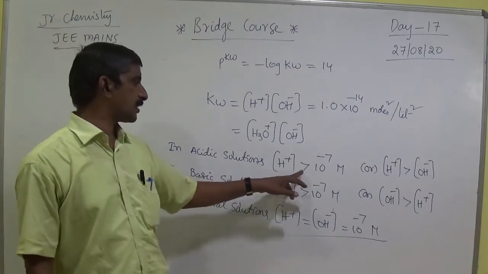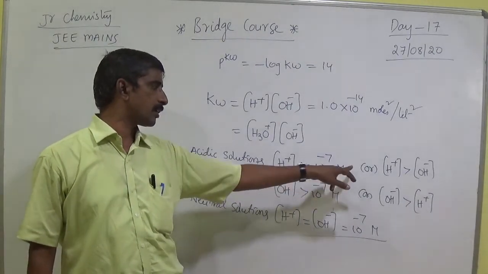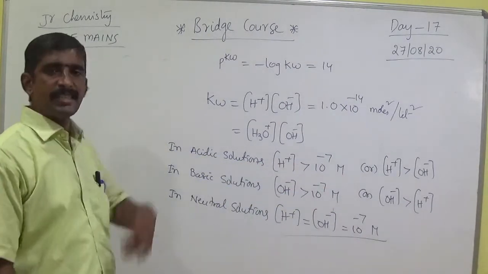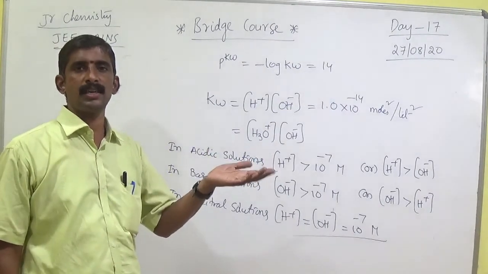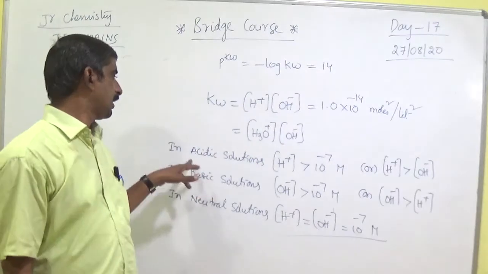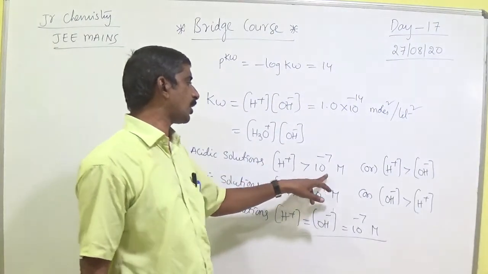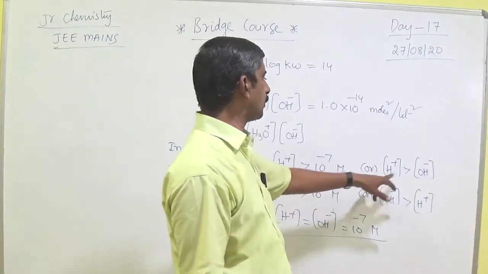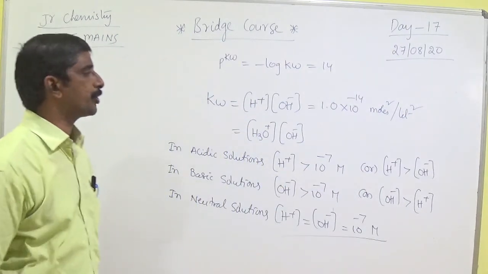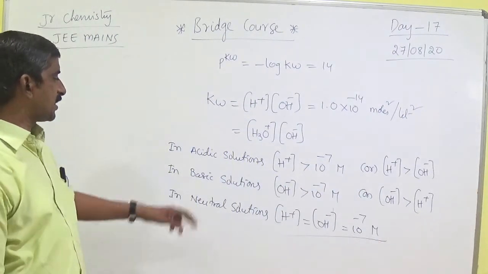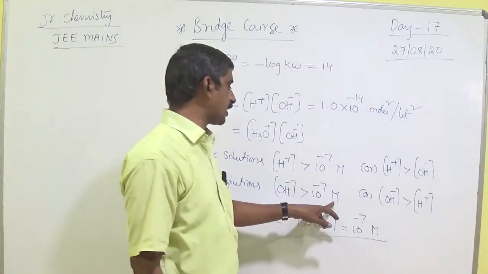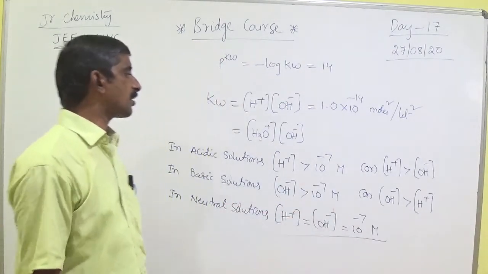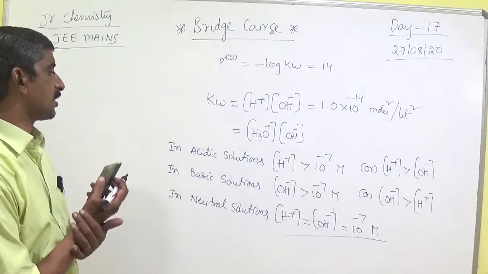In acidic solutions, the acid concentration is more. H plus is greater than 10 to the power of minus 7 molar, or H plus is greater than OH minus. In acidic solutions, the base concentration is less compared to acid. In basic solution, OH minus ion concentration is greater than 10 to the power of minus 7 molar, or OH minus concentration is greater than H plus ion concentration.